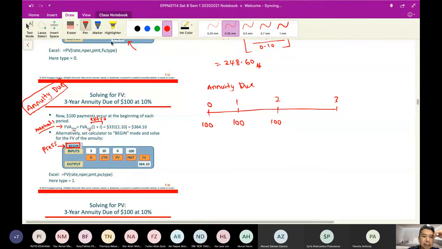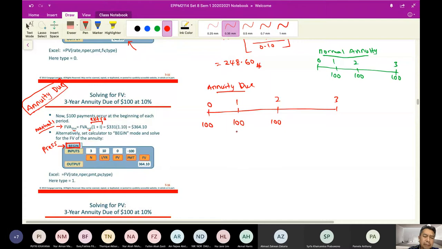Right? So if it is normal annuity, maybe I need to use a different color to show you. Normal annuity. Zero, one, two. So it is over here, 1, 2. Okay, the payment is 3 times of 100 ringgit, but it happened at a different period. Okay, for this, it happened at the beginning.